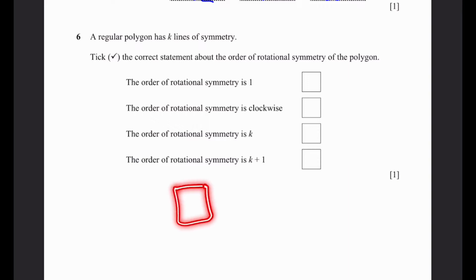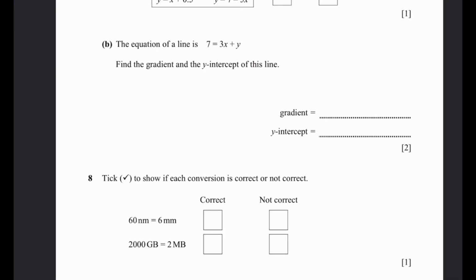Because every time you rotate the square by 90 degrees, that's 4 times, and you come back to the original position. But then, 4 times, it'll still be the same image. That's what rotational symmetry is. And since 4 lines of symmetry is equal to 4, so order of rotational symmetry is k. That's our answer. Let's go to question 7.